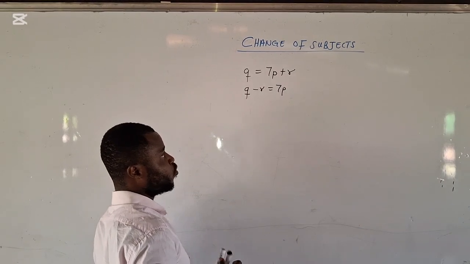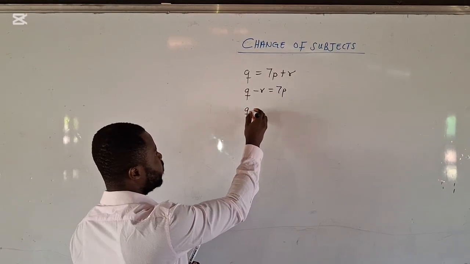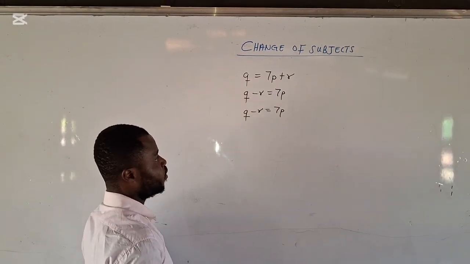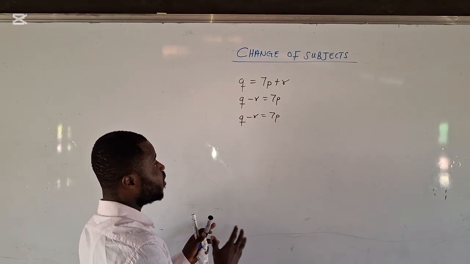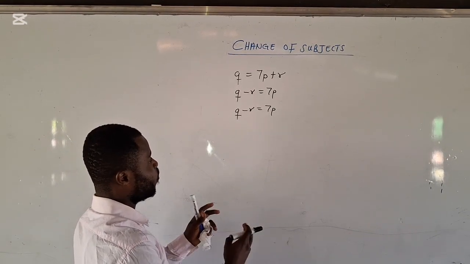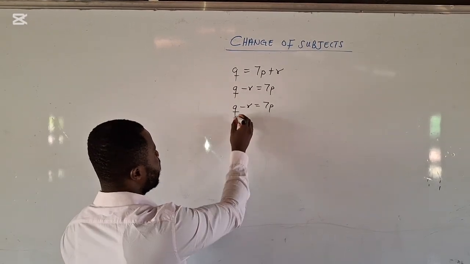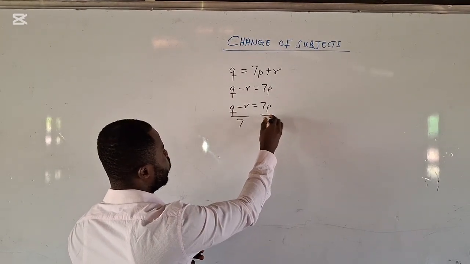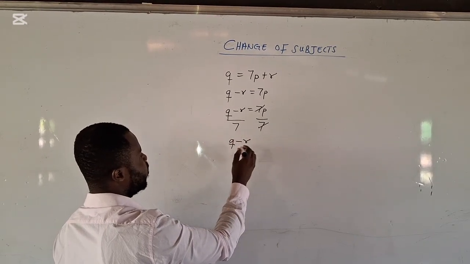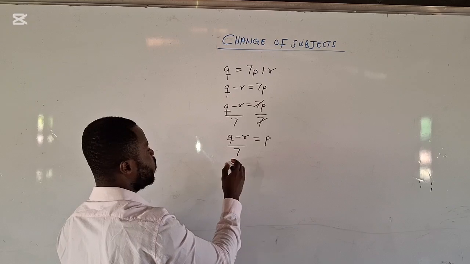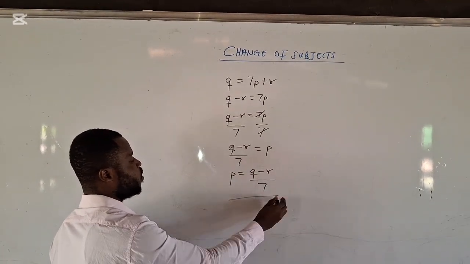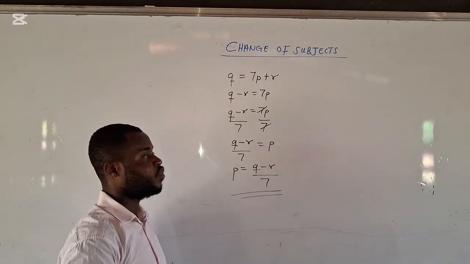Now we can see that the p is also not standing alone. The p is multiplying 7, so we have to eliminate the 7 so that the p stands alone. In an equation, to eliminate something that is multiplying, we divide both sides by the coefficient of the one we are looking for. So finally we get Q minus r over 7 is equal to p, which is the same as p is equal to Q minus r all over 7. So this means you have made p the subject of this statement.